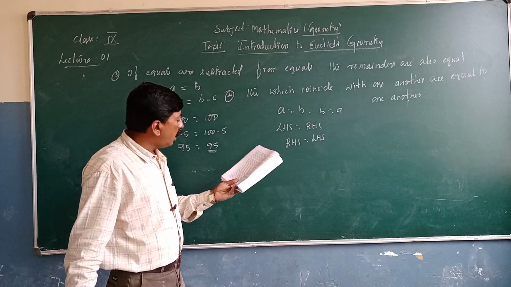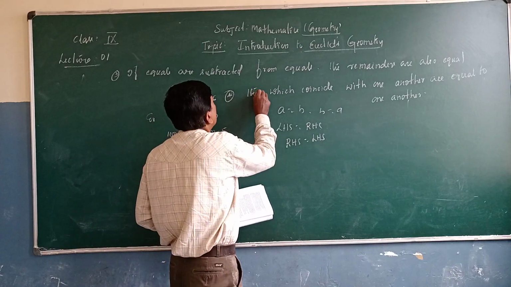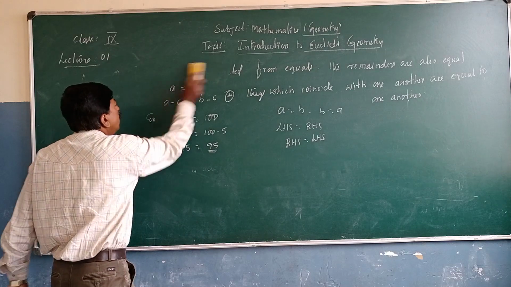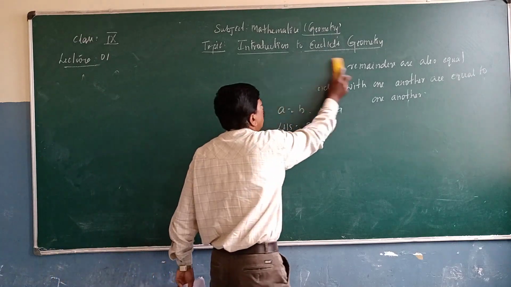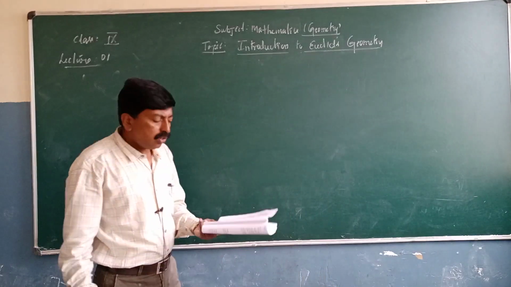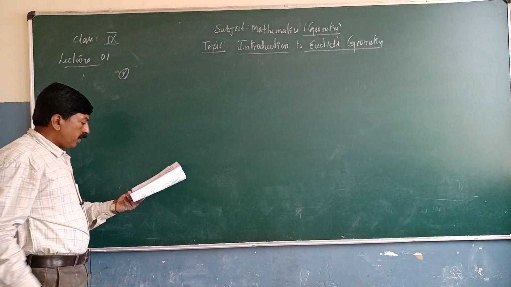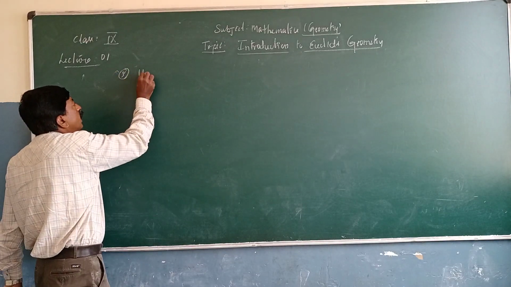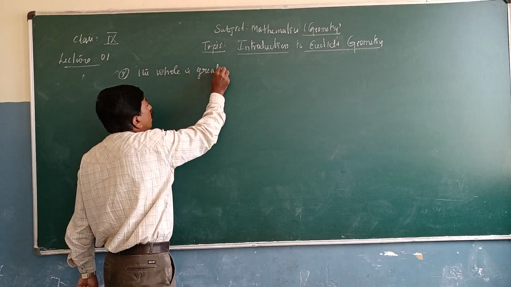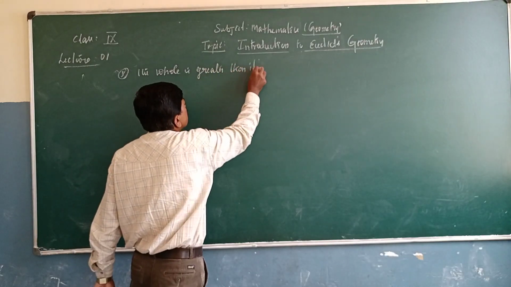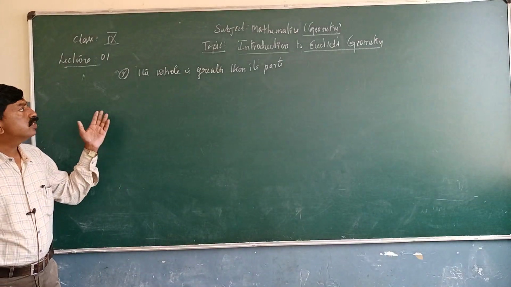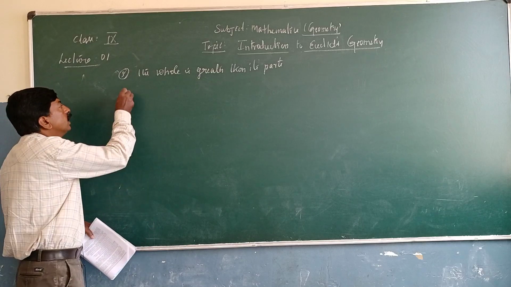The things which coincide with one another are equal to one another. So like this, various axioms are there. You have to recall all the axioms because you have already learned them in your lower class. Now the fifth axiom: the whole is greater than its parts. Just now I already took this in a definition. Yes, this is also one of the axioms. The whole is greater than its parts.